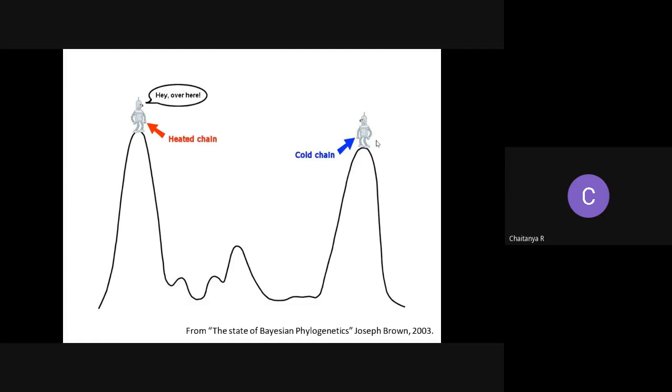So this is how the swaps between hot and cold chains happen, and this is why they happen. And if we run enough chains, let's say 4 or 8 chains, we hope that some of the heated chains will get to the global optima and swap with the cold chain, and we will get our trees with the highest posterior probabilities.